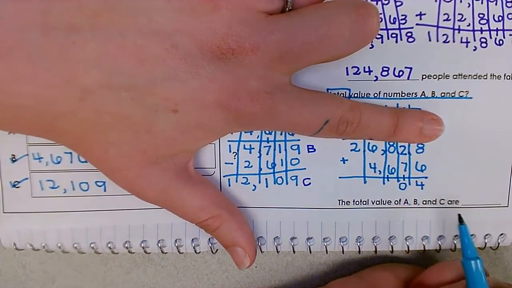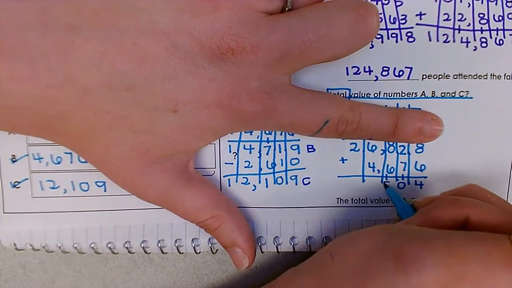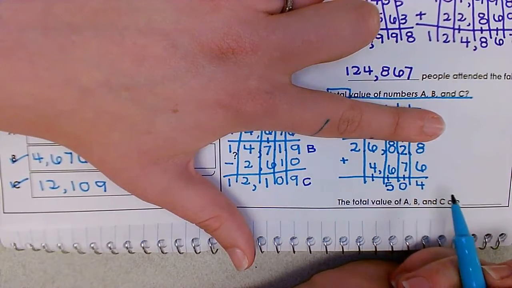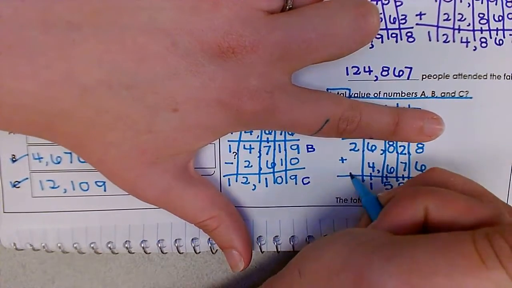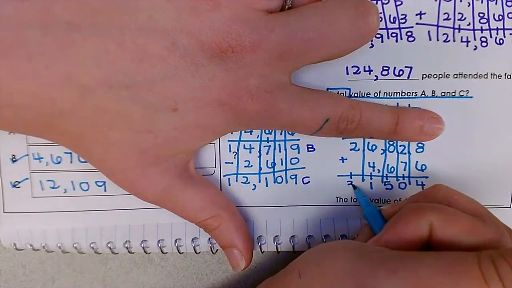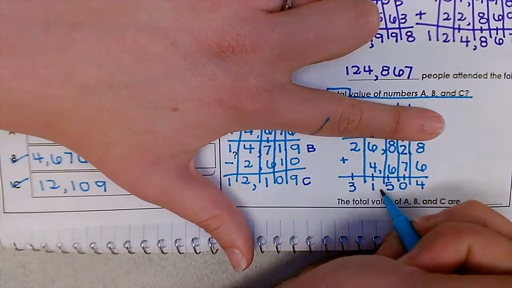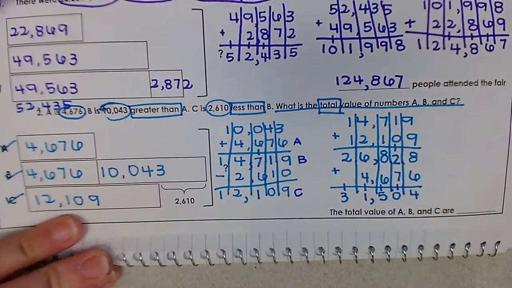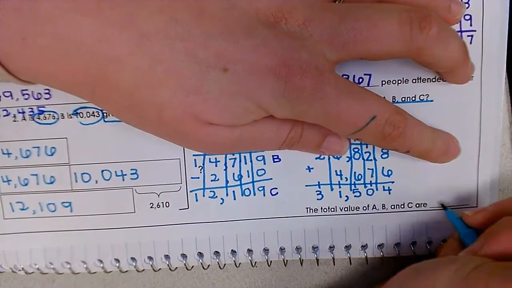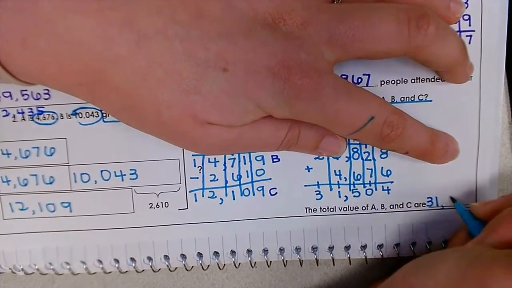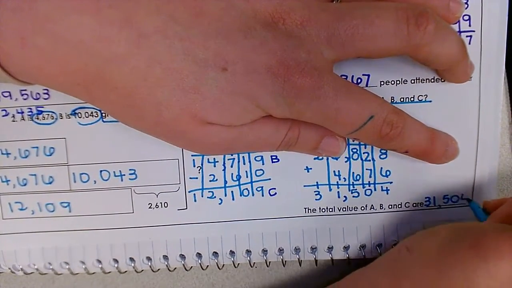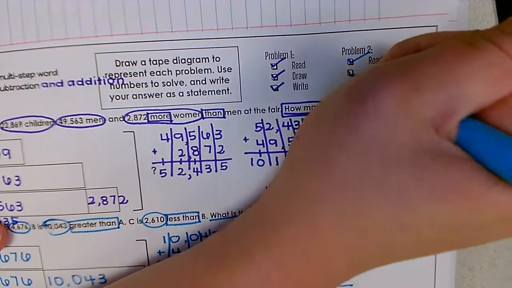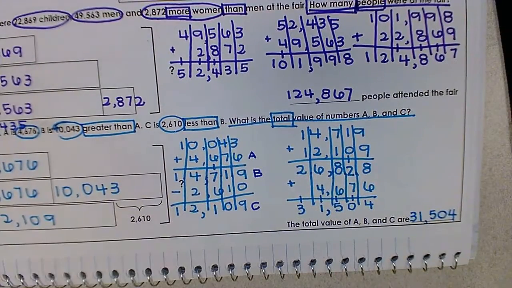8 plus 6 equals 14. 14 plus 1 equals 15. 6 plus 4 is 10. 10 plus 1 is 11. 2 plus 1 equals 3. 1, 2, 3. Whee! Now that I've added all three numbers, the total value of A, B, and C are 31,504. I've read my problem, I drew my problem, and I wrote my answer as a statement.